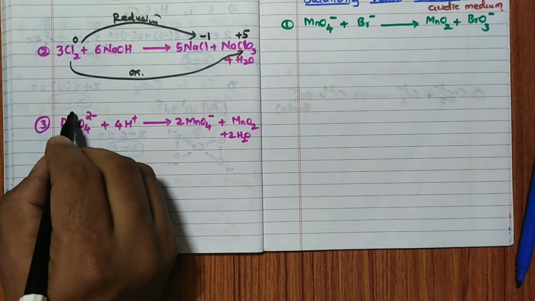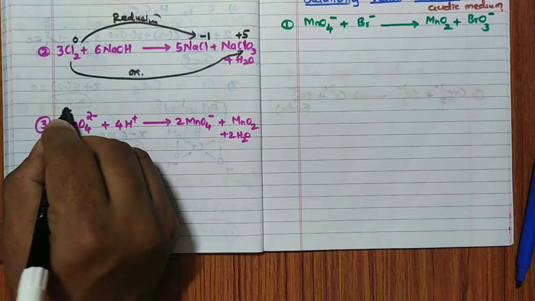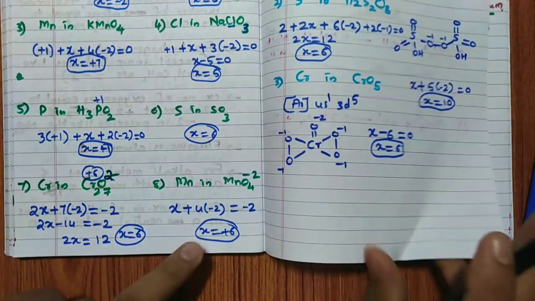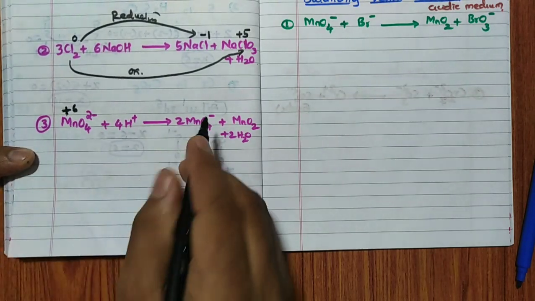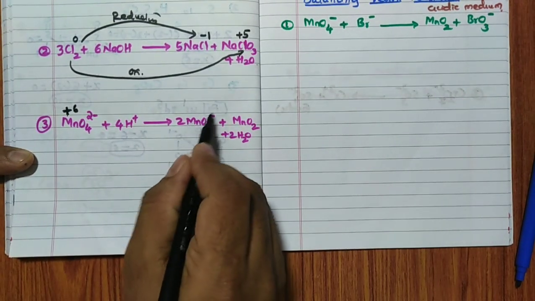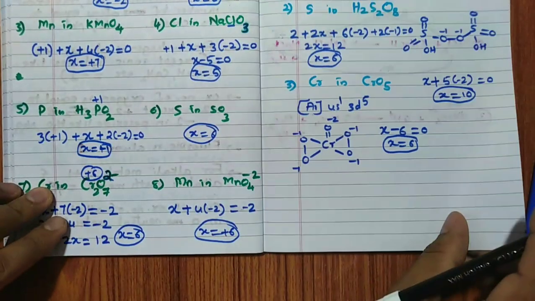Then Mn. You can see Mn is plus 6 here. I have already calculated it here, hence I have written it directly. Plus 6 here. Then in MnO4 minus, if you calculate, you will get plus 7, because it is obtained from KMnO4.